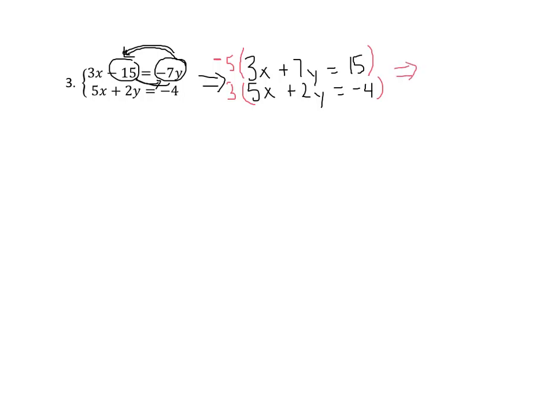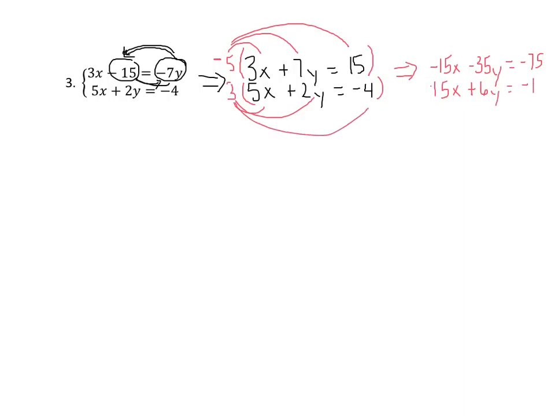What am I going to have? Negative 5 times 3x is negative 15x, and then negative 5 times 7y is a negative 35y, and then negative 5 times 15, that's going to equal a negative 75. Let's do the bottom one. 3 times 5x is a positive 15x. 3 times 2y is plus 6y, and then 3 times negative 4 is equal to negative 12.